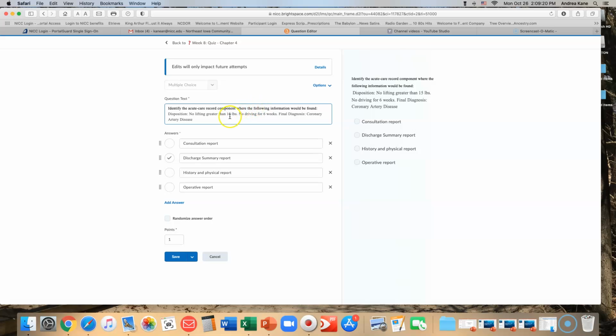Here's one. "Disposition, no lifting greater than 15 pounds, no driving for 6 weeks, final diagnosis, coronary artery disease." Again, it's not a consultation report. You're not giving recommendations. You're not thanking them for the referral. It's not an H&P because you've got the words disposition and final diagnosis. It's not an operative report because, again, it's not saying anything about a surgery or procedure, so it's got to be discharge summary report.